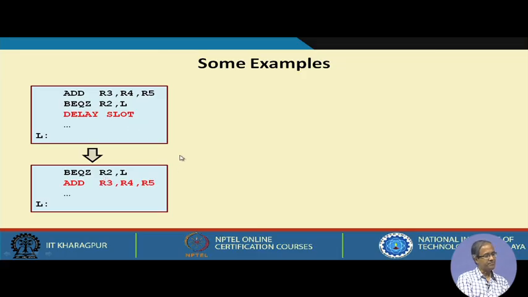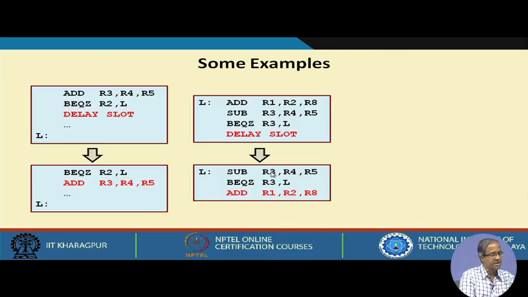This is one example. The other example is a little complex, something like this. Suppose I am subtracting, getting a result in R3, and if R3 is 0, we are jumping to L. After that there is a delay slot, but the add instruction does not depend on R3, it is independent of R3. So, here we move this add instruction to the delay slot. So, we subtract, we do a branch, then we jump. While we do a jump, during that time the add is executing, right. So, this is just a responsibility of the compiler, which will be analyzing the code and finding out if it can move some instructions like this.